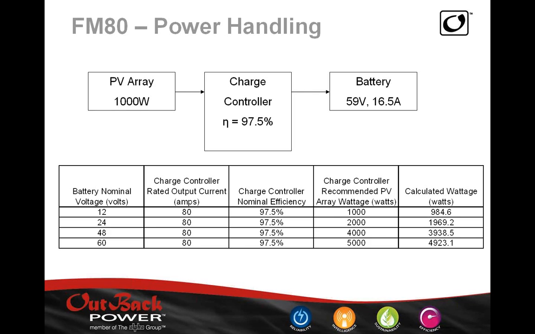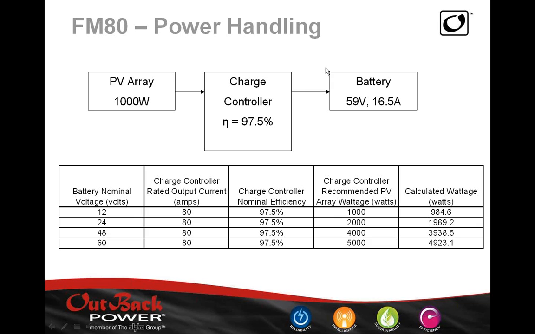And so the two things that we're kind of fixated on are that, in the case of the FM80, we have 80 amps of output charging current, and using a nominal efficiency of 97.5 basically means that at 12 volts we can have a PV array of up to 1,000 watts. At 24 volts, 24 volts meaning the battery bank, up to 2,000 watts, and a 48-volt battery bank, 4,000 watts, and a 60-volt battery bank, 5,000 watts.